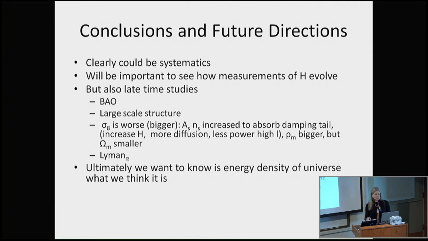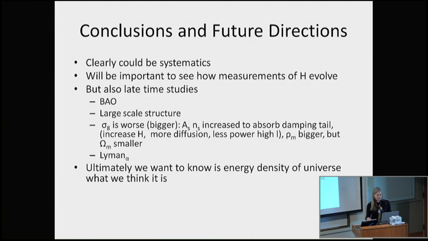But I just want to also mention that once you have a particular model, there are other ways to study the model. Obviously, BAO will be important as there are more BAO measurements at different z's. That's very important, and as they get better. Large-scale structure might be important, although I don't know how that's going to work. Sigma 8 definitely is worse for us.